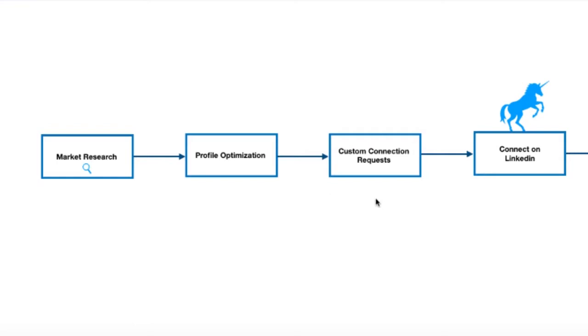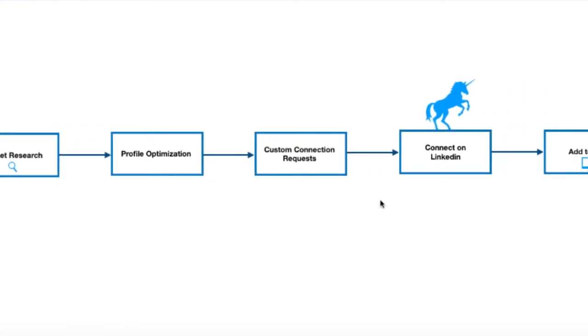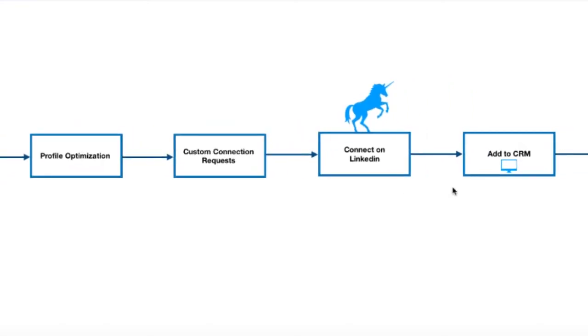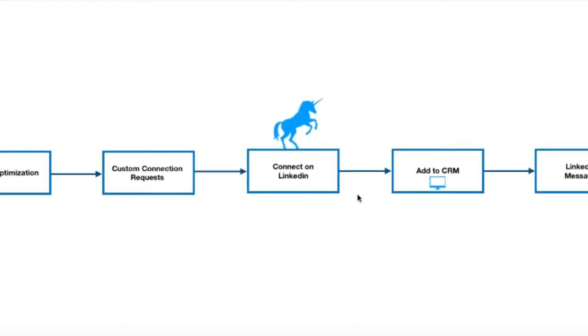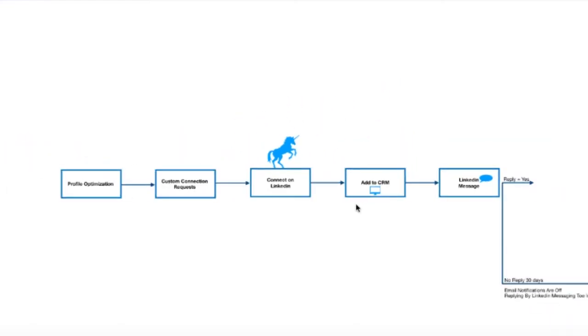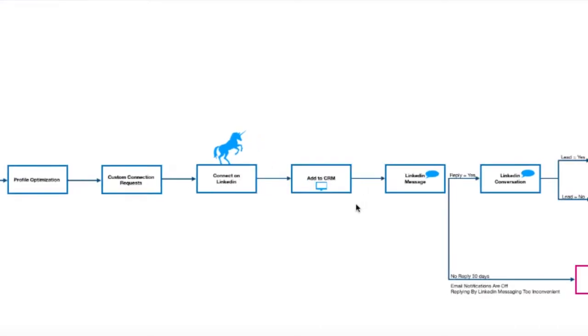And then you're going to do custom connection requests, right? So you've got your group of people. You're going to send out a lot of customized connection requests. And once that happens and they push accept, that is when the unicorn happens. You are connected on LinkedIn. So once that happens, let's just zoom out a little bit. That's where things really start to get exciting.